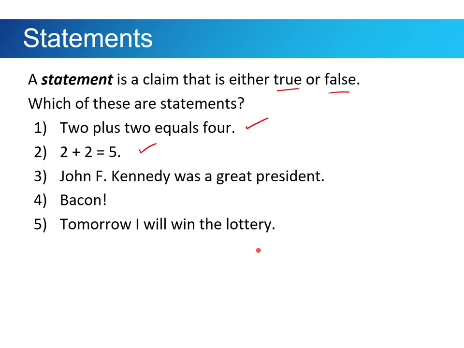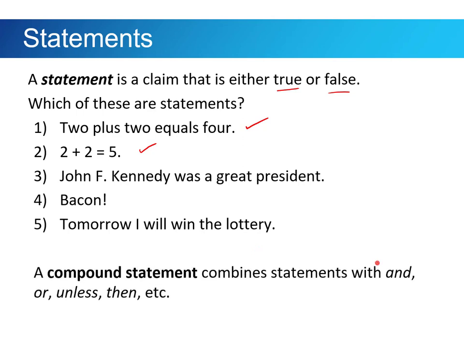What do you think? This one's a little tricky. This is a statement, but we don't know if it's true or false. Now, it is definitely true or false, because definitely, tomorrow I will either win the lottery or I will not win the lottery. So it is a statement that's true or false, but curiously, we actually just don't know whether it's true or false.